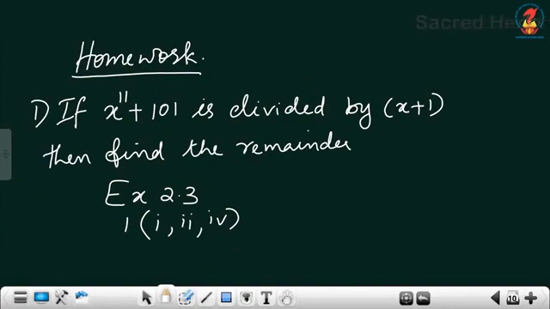Then homework. If x raised to 11 plus 101 is divided by x plus 1, then find the remainder. This polynomial is divided by a linear polynomial. You have to find the remainder using f of a. Then exercise 2.3, first question, first, second and fourth subdivisions.